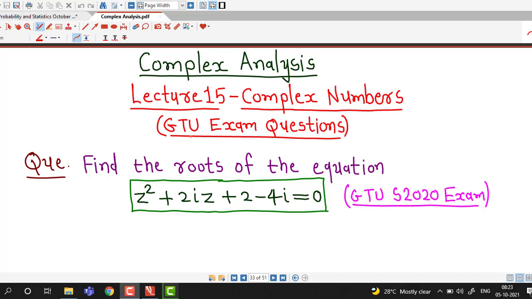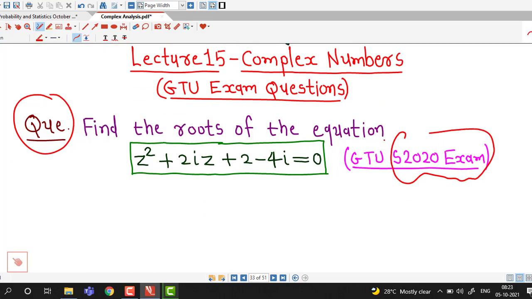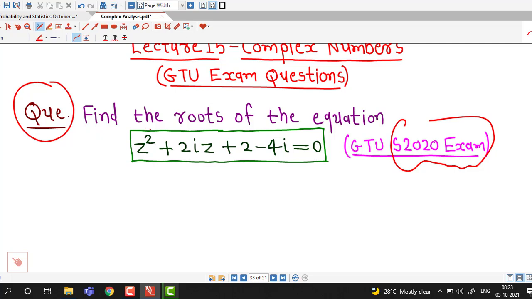In this lecture we are going to discuss this question which was asked in GTU summer 2020 exam. So let's try to discuss this question. The question is about finding the roots of the equation z square plus 2iz plus 2 minus 4i equal to 0.